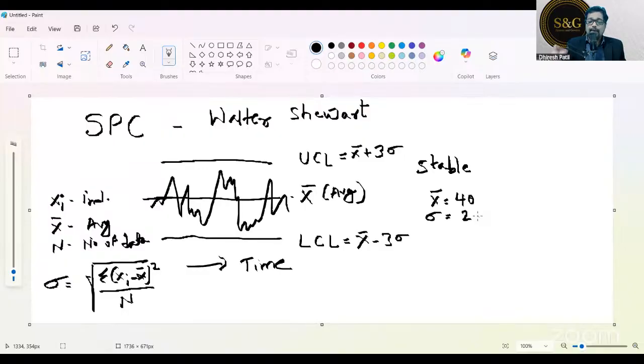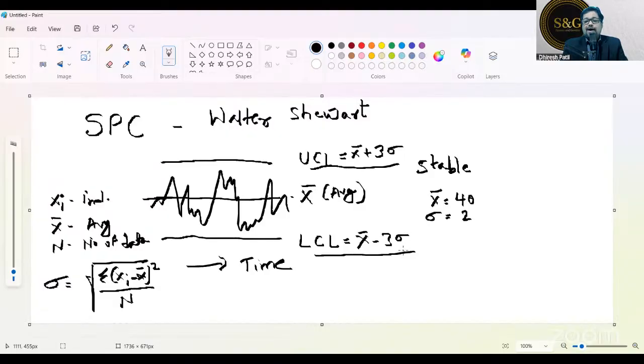Can you calculate the upper control and lower control limit with the formula of UCL and LCL? X bar is 40. Imagine x bar is 40 and standard deviation sigma is 2. Can you quickly calculate your upper and lower control limits, please? And type in the chat box. Everybody should calculate it, okay? The formula is here. This is the formula for upper control limit, and this is the formula for lower control limit. Yeah, let's calculate it first.